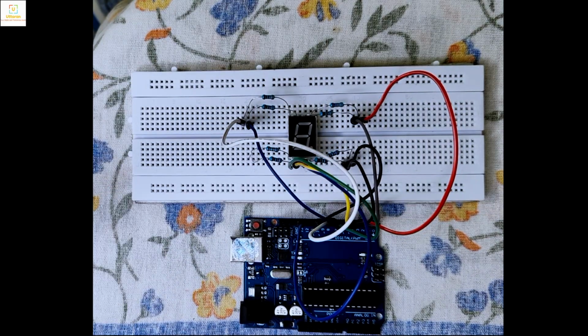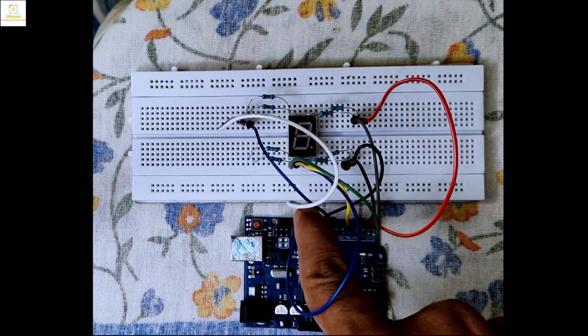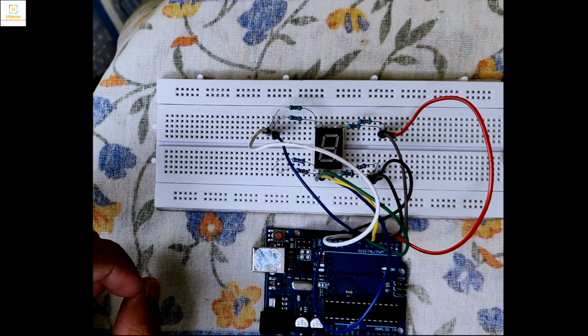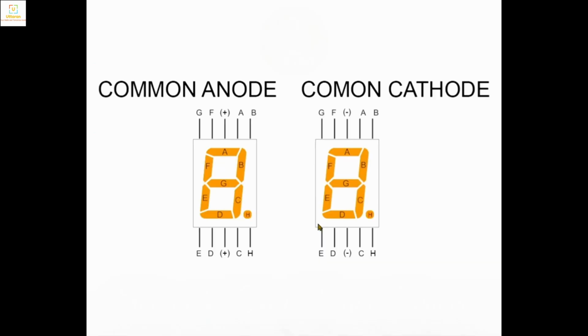The 7 segment LED has 5 pins on each side. 5 here and another 5 here. So basically the 7 segment LED has 2 types. Follow this diagram and I'll explain to you. First one is the common anode and the second is the common cathode.